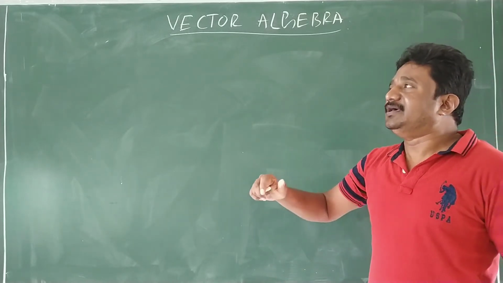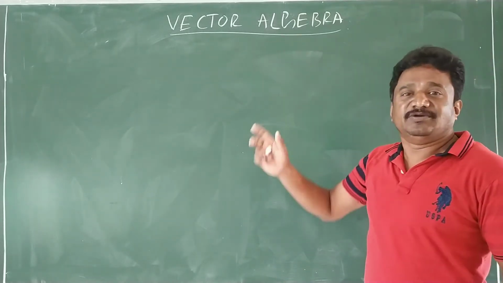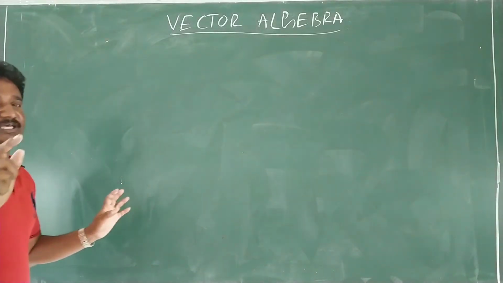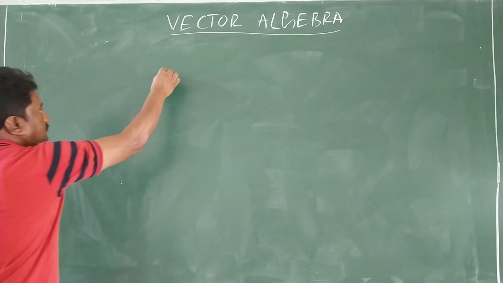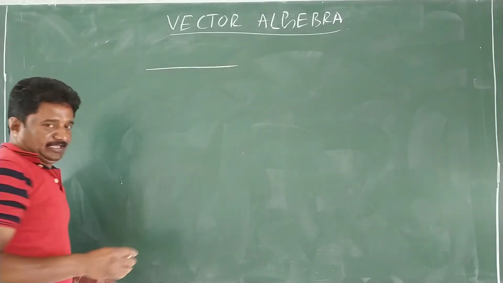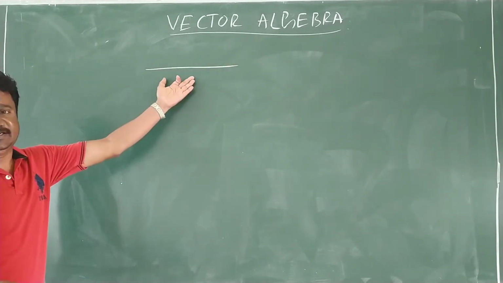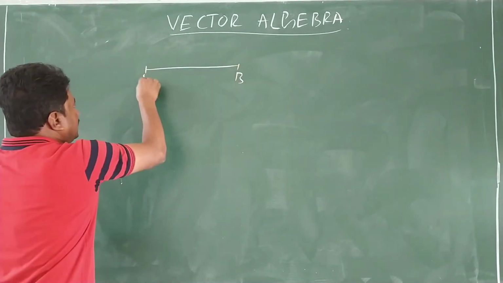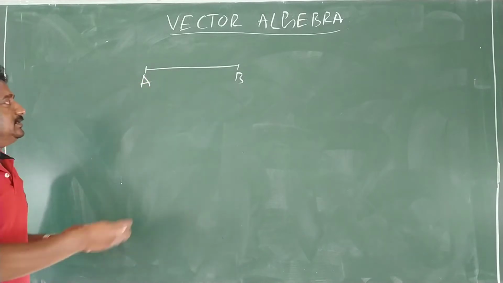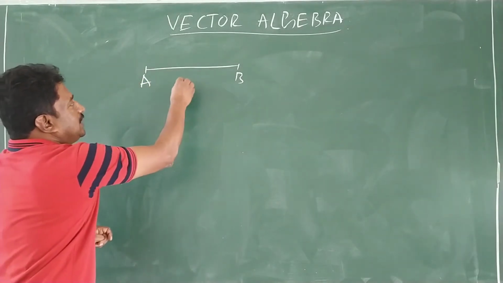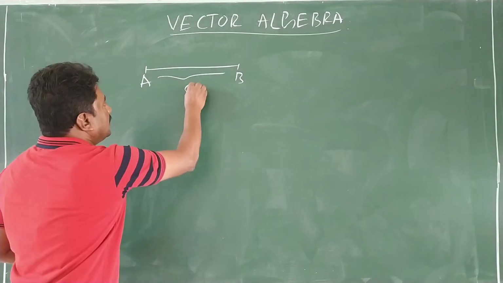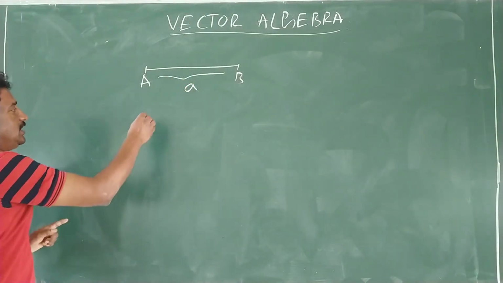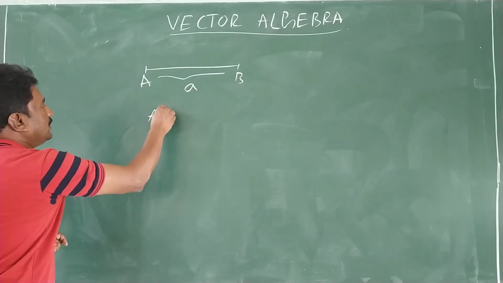You may have learned something about these vectors in your first physics classes, right? So I am going to repeat the same thing. Look at this, students. Here is a line segment. I am taking line segment AB. That is, you take the length of this line segment as A. So what is the length of the line segment? A. So that is AB.